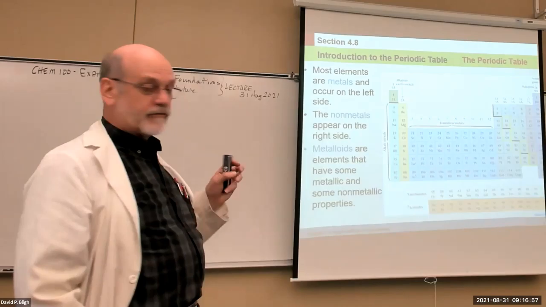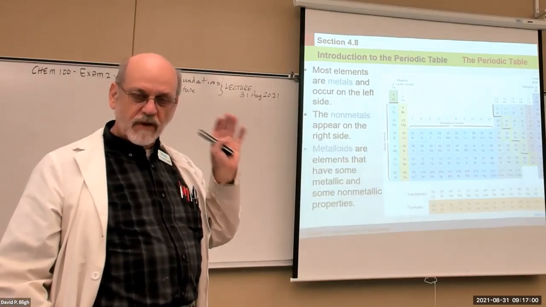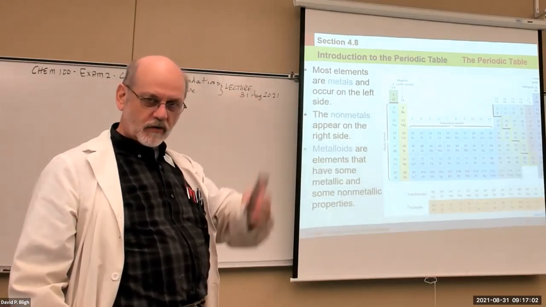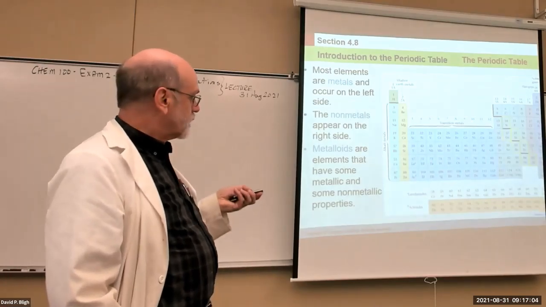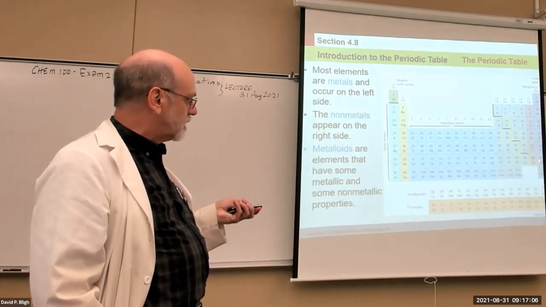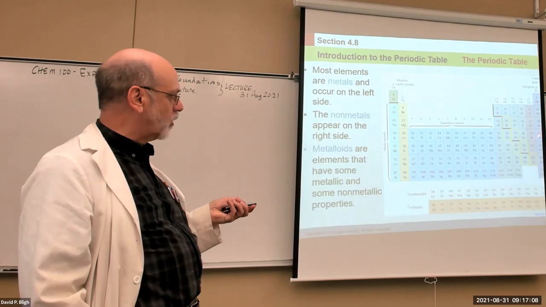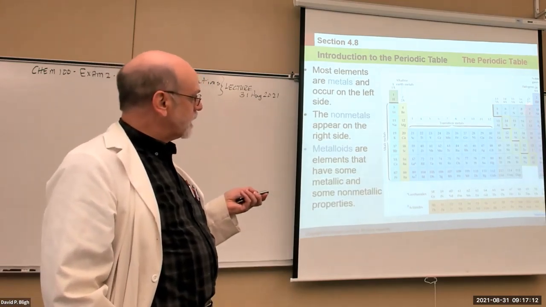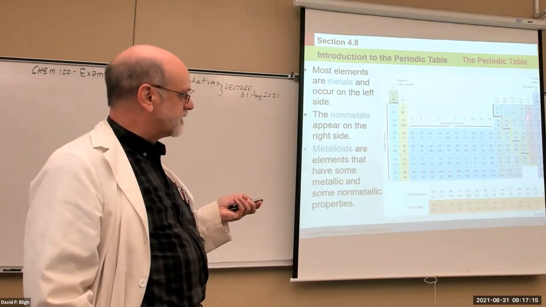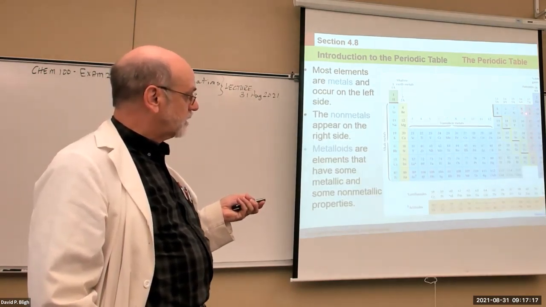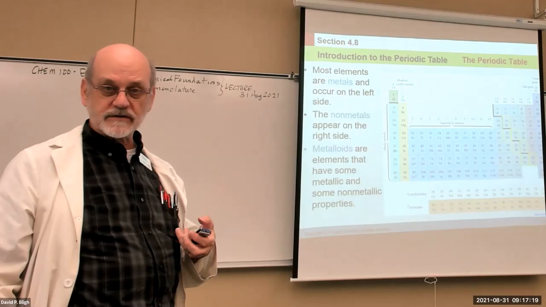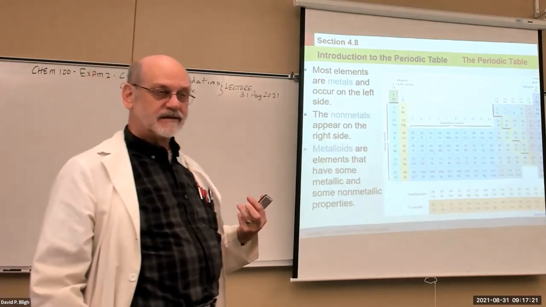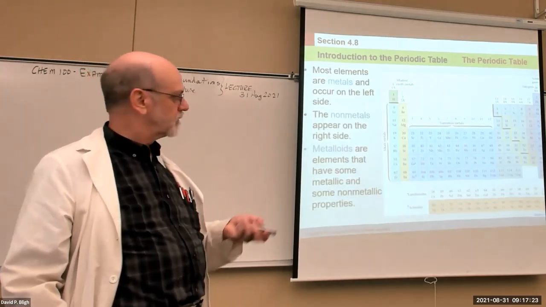Now, we also have groups, and on the modern periodic table, groups are arranged vertically. So everything in this group has similar behavior. These are the noble gases, right? They don't play with anybody. These are the halogens. They have similar characteristics. The oxygen group are known as the chalcogens, C-H-A-L-C-O-G-E-N, chalcogen.